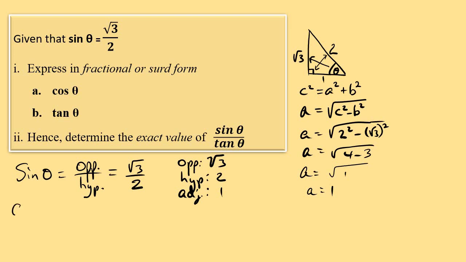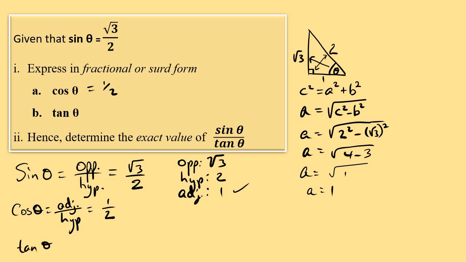So now we can find the cosine of theta, which is the formula adjacent length over the hypotenuse. We know the adjacent length. We just found it. It's 1. And the hypotenuse is 2. So we have the result for that one, which is 1/2 or half.